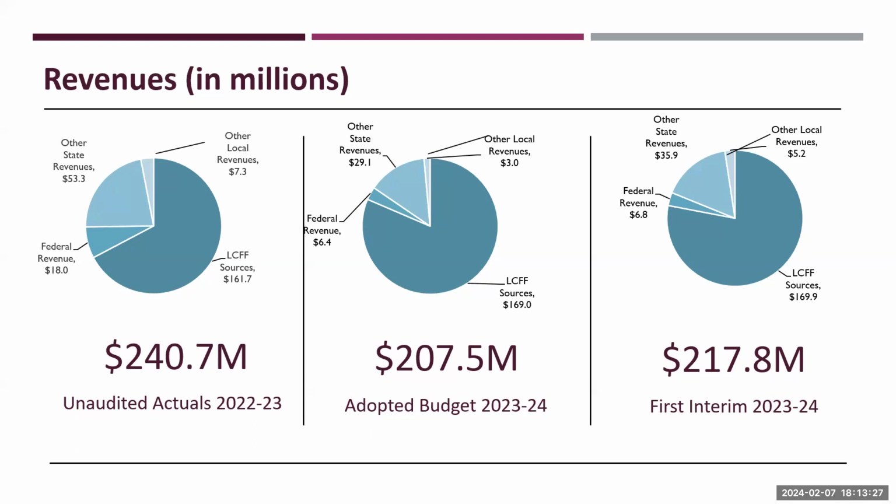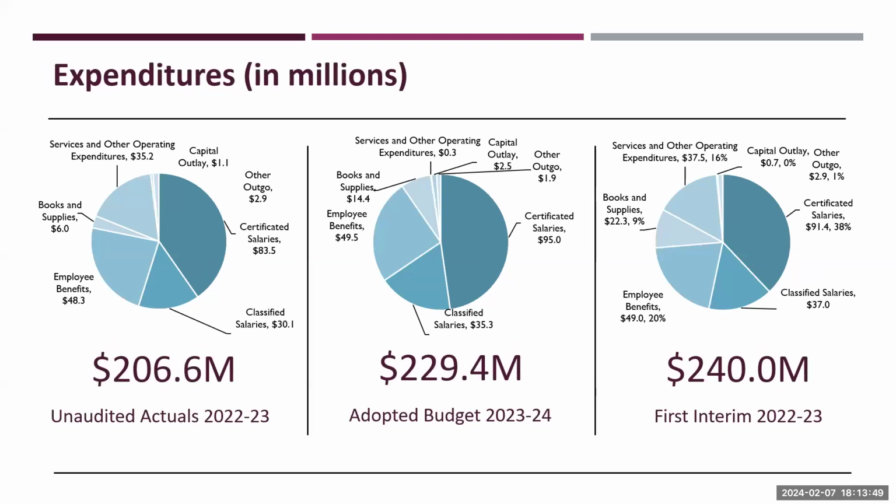Our local control funding formula, even with a COLA increase, a cost of living increase next year, will be lower than it is this year due to declining enrollment. Now, if we compare the expenditure side with the revenue side, this can be a bit confusing. And so let's move to the expenditure side. You'll see that the expenditures look like they are increasing significantly.